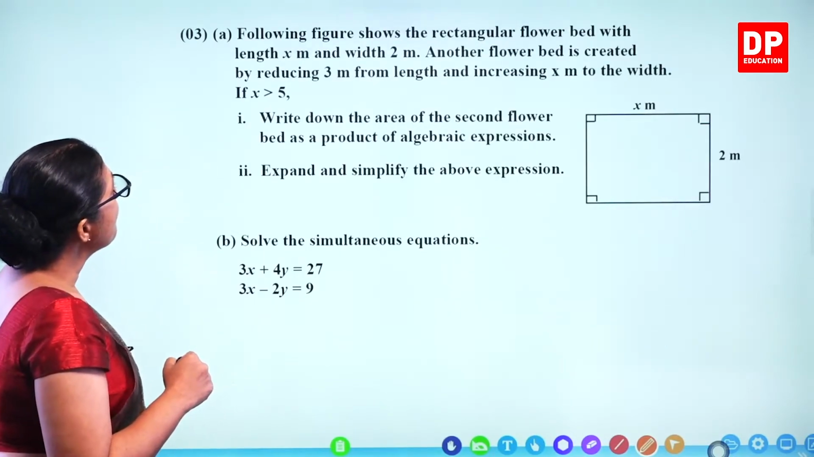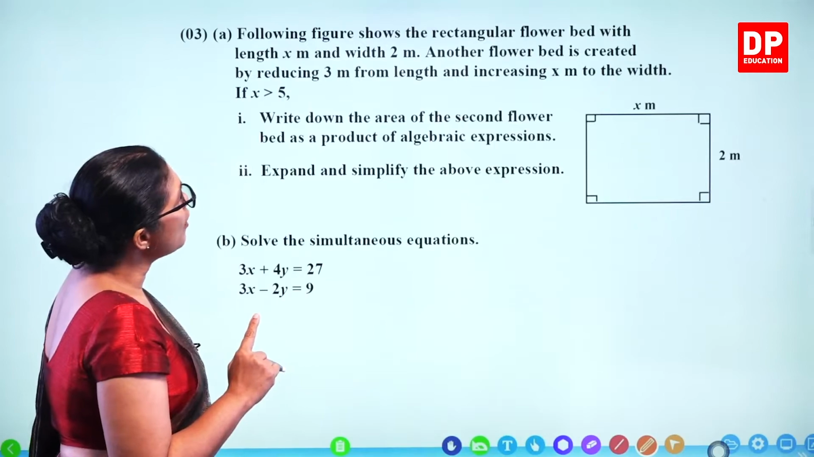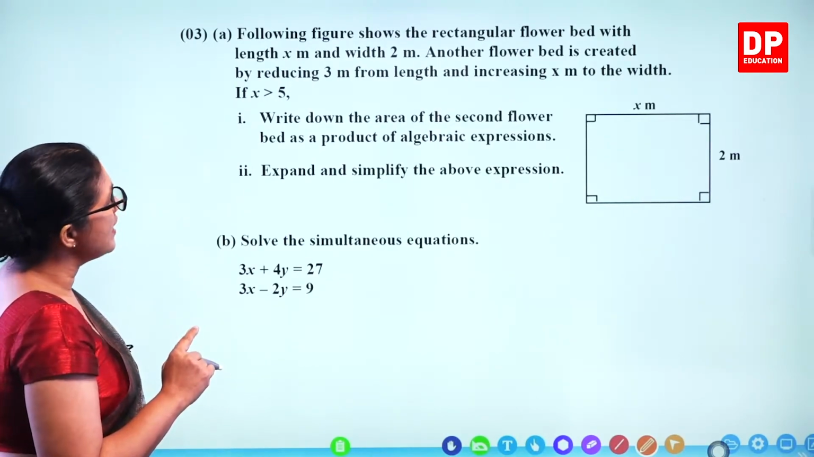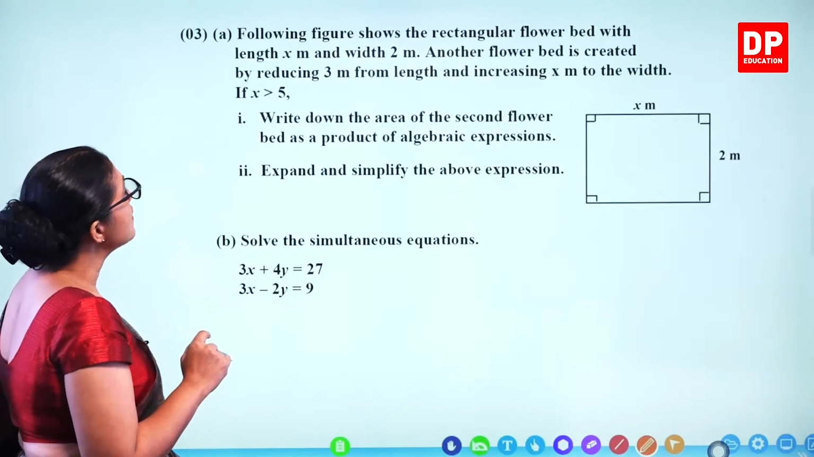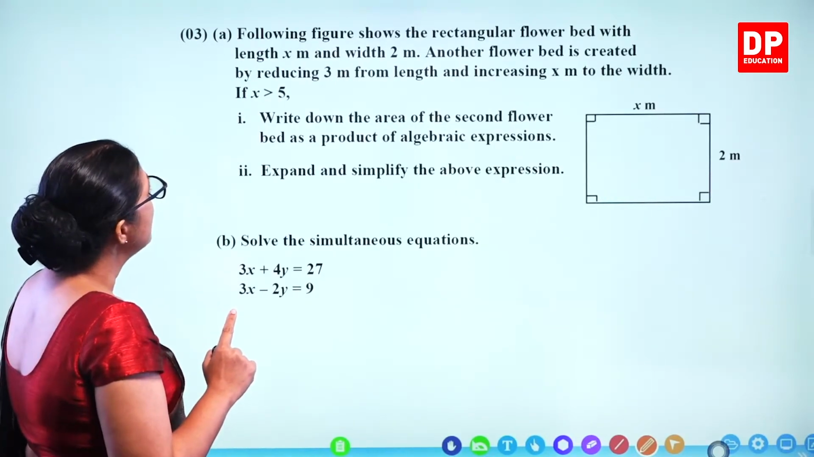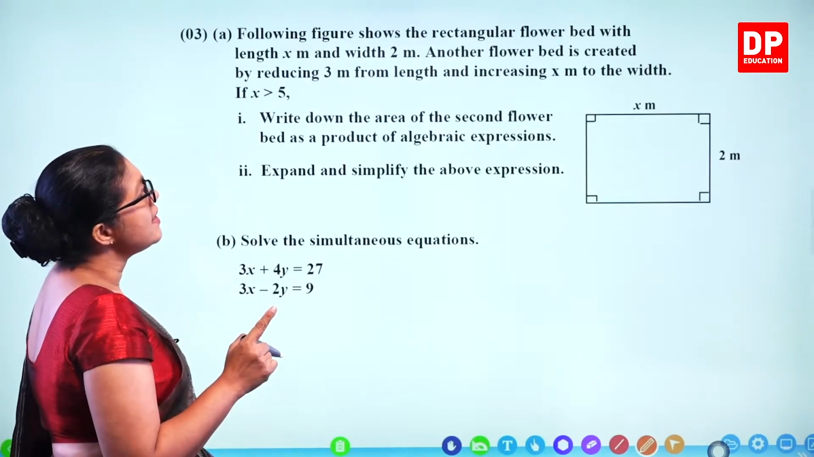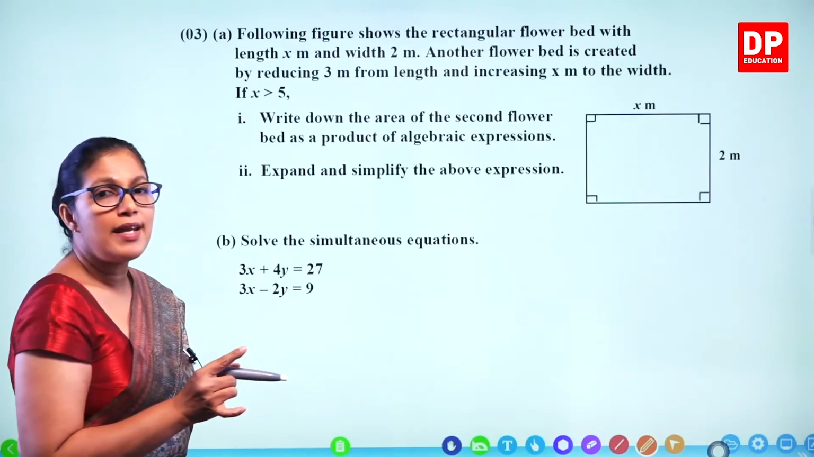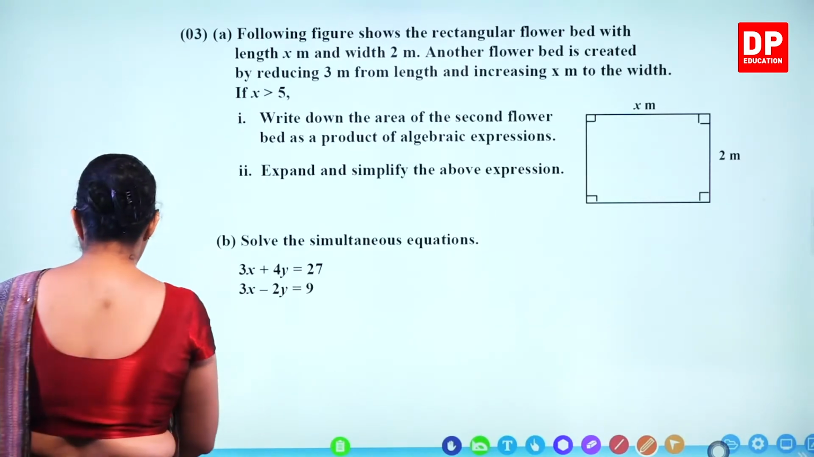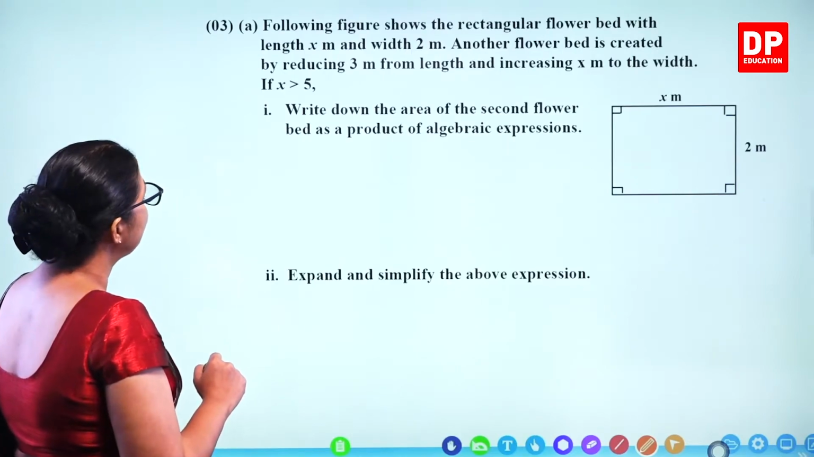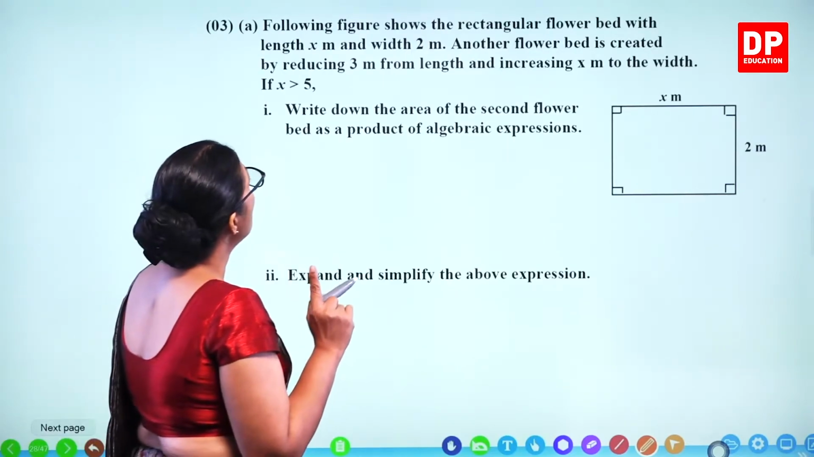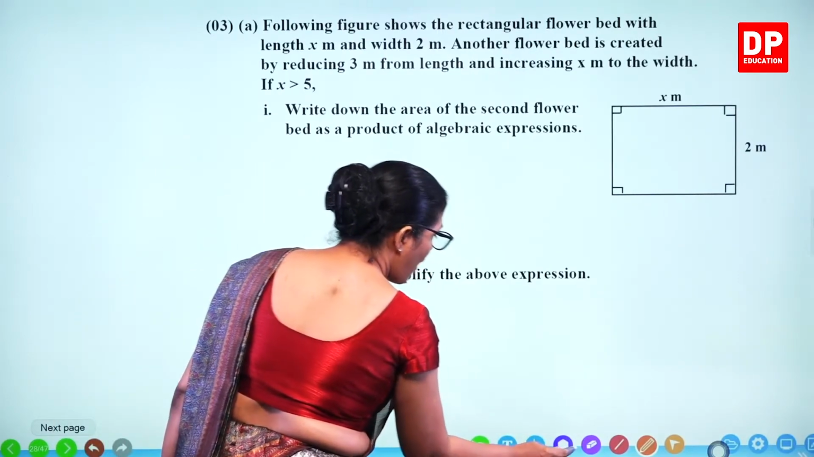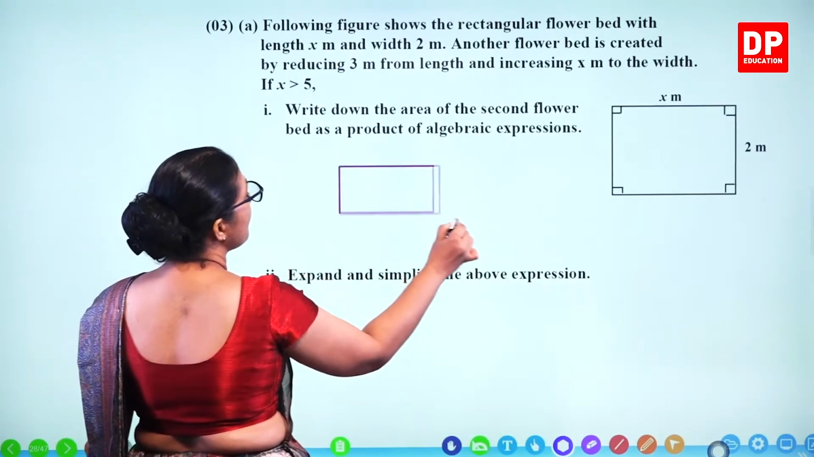Question number 3. The following figure shows a rectangular flower bed with length x meters and width 2 meters. Another flower bed is created by reducing 3 meters from the length and increasing x meters to the width. So you need to construct an equation. So we'll do it on the next page. So we'll draw the new flower bed.